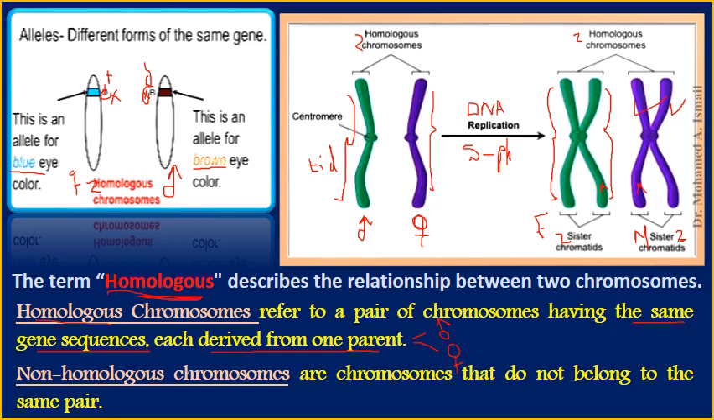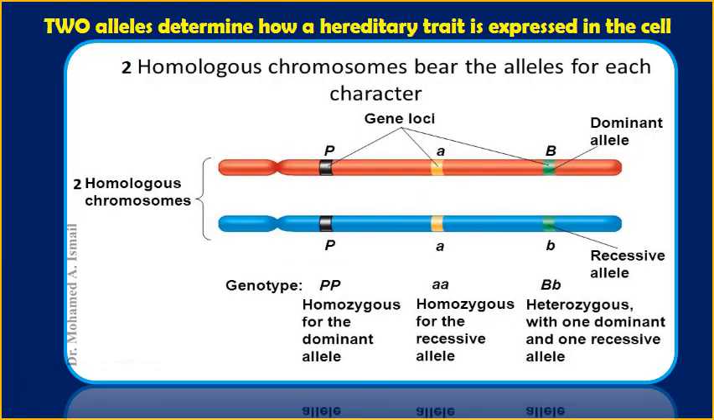Non-homologous chromosomes are chromosomes that don't belong to the same pair, meaning that the two chromosomes have different genes, not the same genes. We will explain this term in another slide. Two alleles determine how a hereditary trait is expressed in the cell.